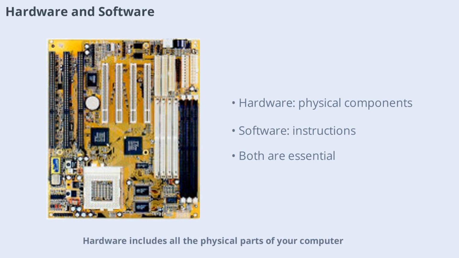Hardware includes all the physical parts of your computer, such as the system unit, mouse, keyboard, and monitor. These are the tangible pieces you can touch and see. On the other hand, software consists of the instructions that make the computer work. Software can be stored on your computer's hard disk, CD-ROM, DVD, or even a floppy disk, and is loaded into the computer's memory as needed. Both hardware and software are essential for a computer to function properly.